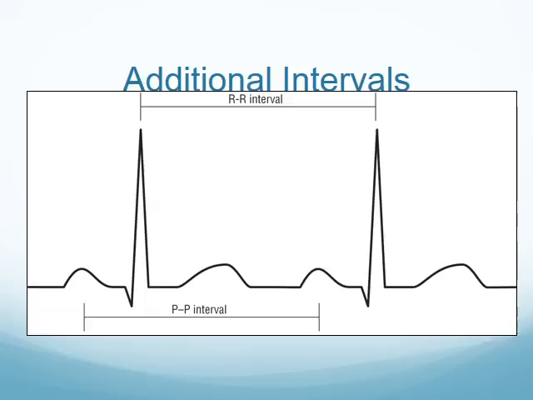Just a couple intervals to be aware of. We also have the R to R interval, which is the measurement between two QRS complexes, and the P to P interval, which is the measurement between two P waves on two separate beats.